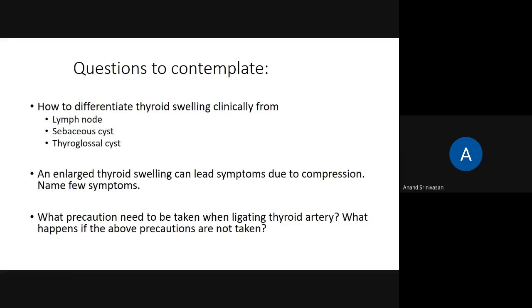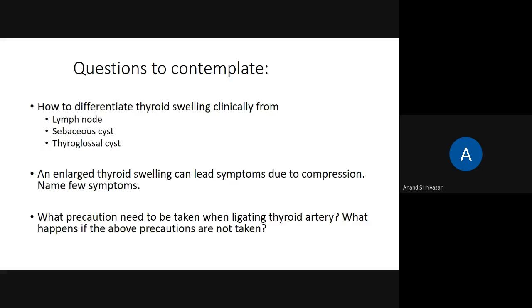Now, these are some of the questions for which it will be nice if you know the answers, and your MCQs can come from this. How do you differentiate a thyroid swelling clinically from a sebaceous cyst, a thyroglossal cyst, and a lymph node? Any idea? Let's take the lymph node.